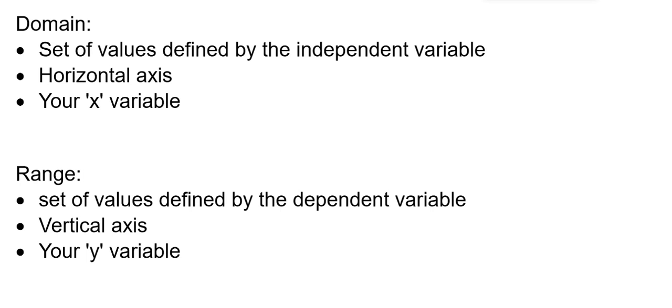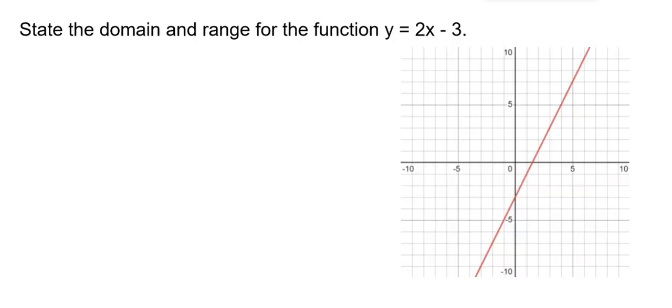The range is the set of values that make up your dependent variable. This is your vertical, typically your y-axis. Again, it doesn't always have to be the actual letter y. It could be any number of other things, such as height, for example. So when we define domain and range for relations, in this case this straight line, we're defining the sets of values that make up the domain and range.